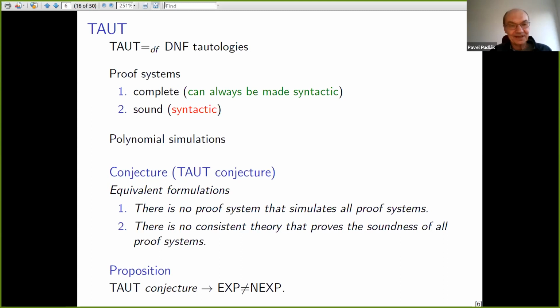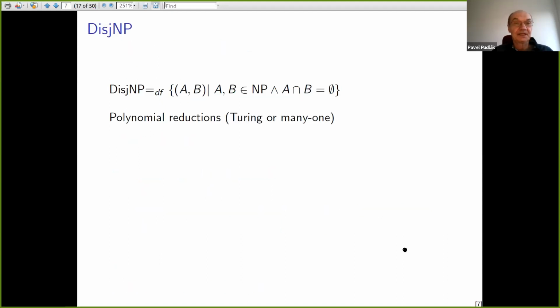So, okay, and this conjecture is a fairly strong conjecture, because in particular it implies that exponential time is not equal to non-deterministic exponential time, and this is probably stronger than P is not equal to NP. There is a related class, which is the class of disjoint NP sets. So this class consists of pairs of sets, A, B, which are in NP, and they are disjoint.